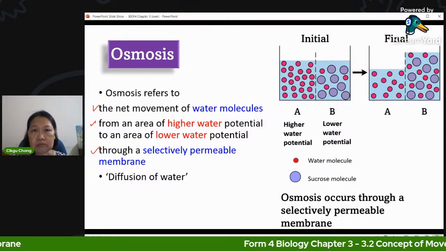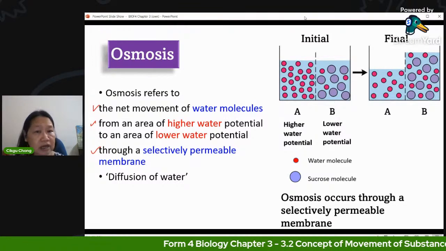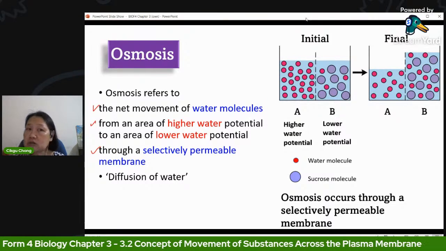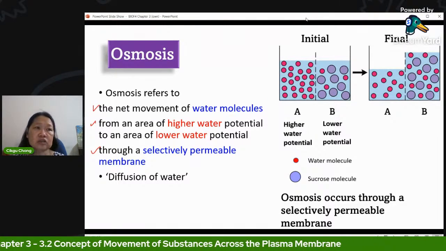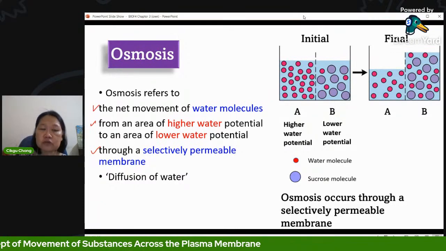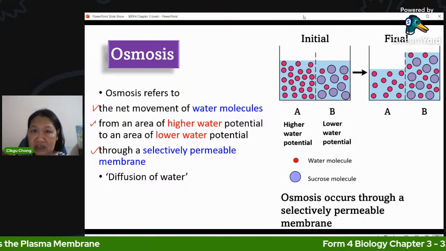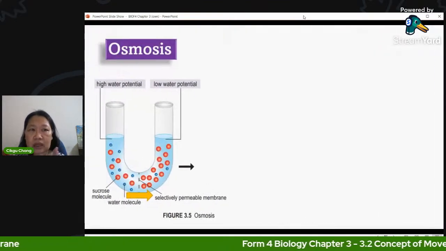There must be a membrane. Otherwise, it's not osmosis already. And it must be referring to water that is diffusing, not sucrose, not anything else. So osmosis is only for diffusion of water. It's just like a fancy name for diffusion of water. All right. So next, let's look at this one.